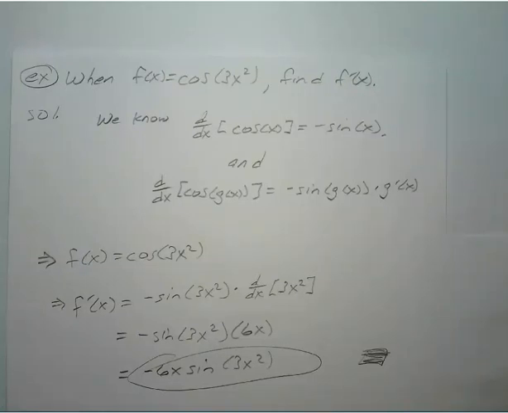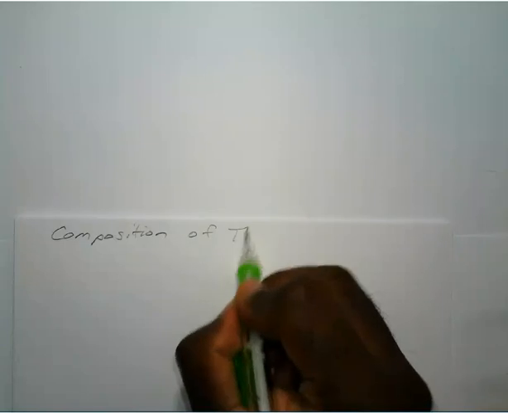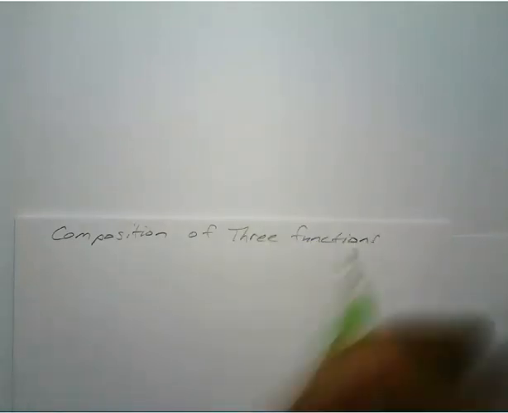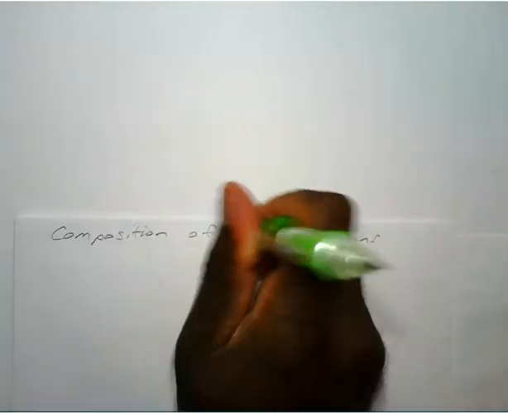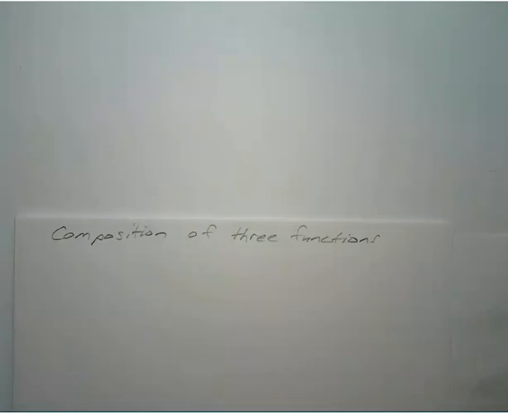All right. If you're still writing, feel free to press pause, but we're going to go ahead and go to our next example, which shows what to do if you're finding the composition of three functions. Composition of three functions. And I have no idea why I capitalized that T. There we go.